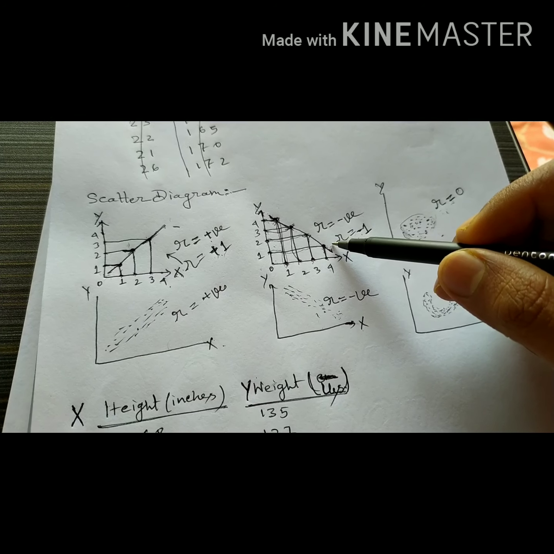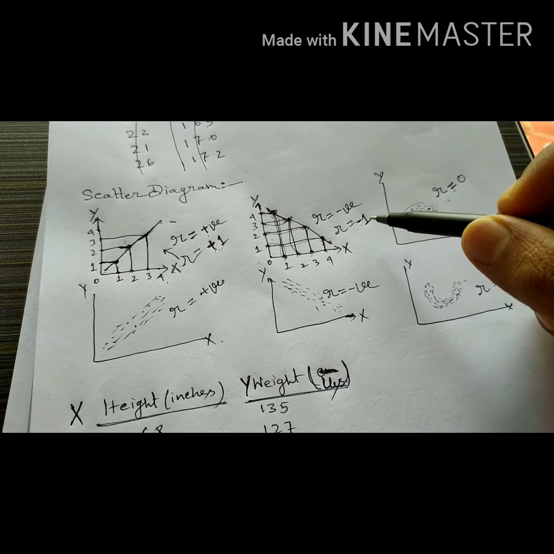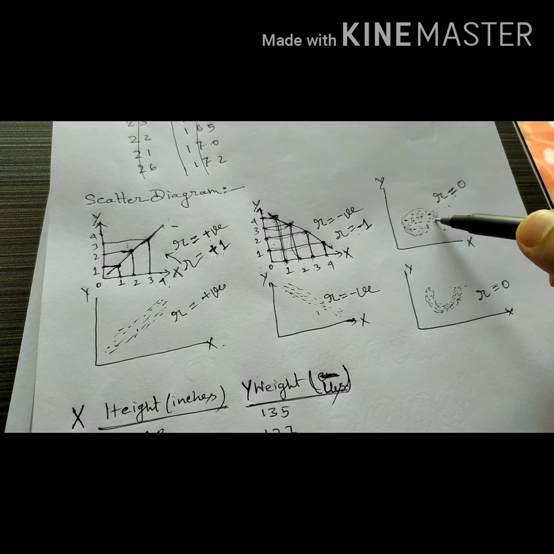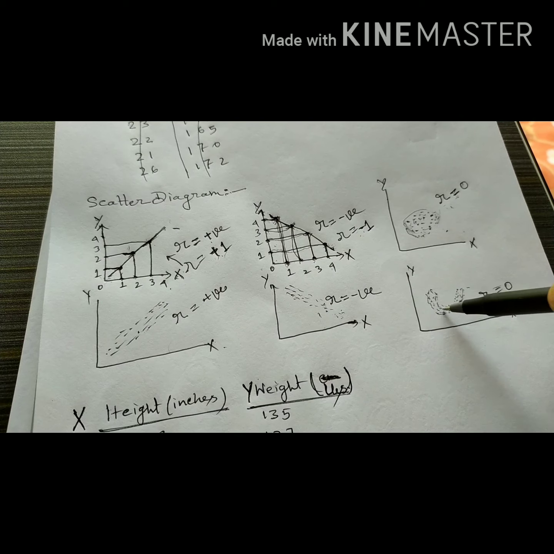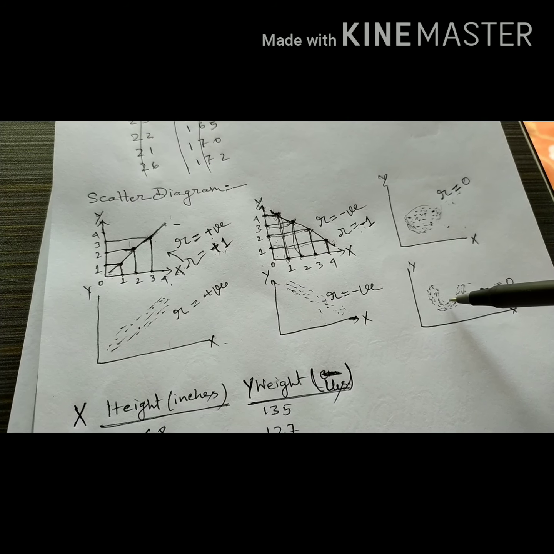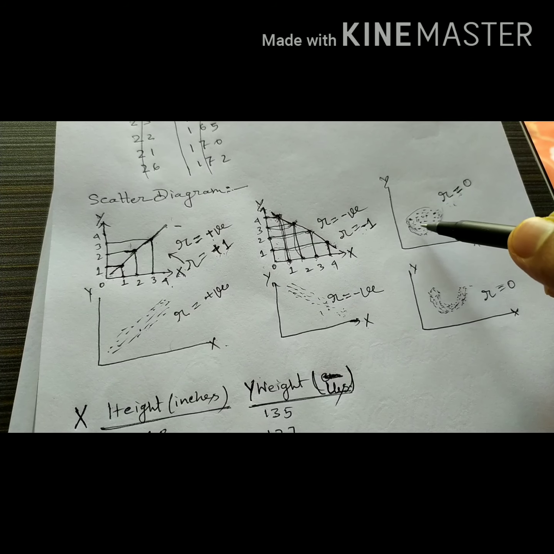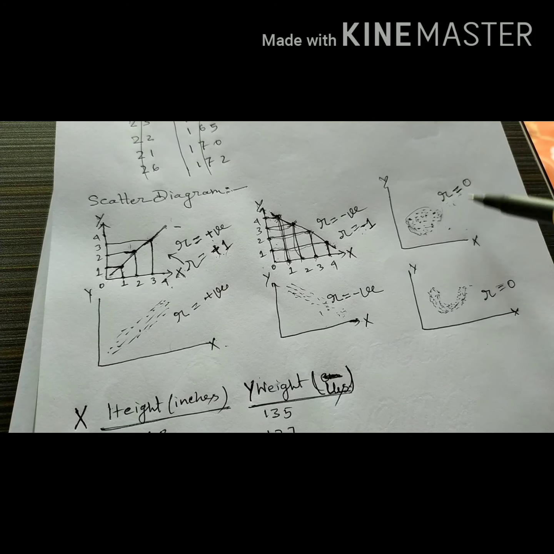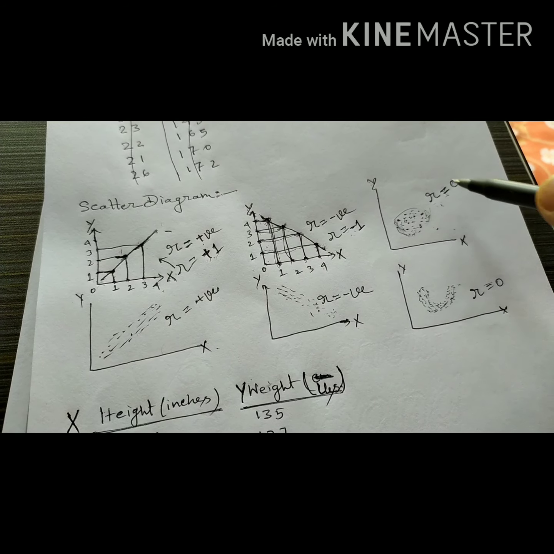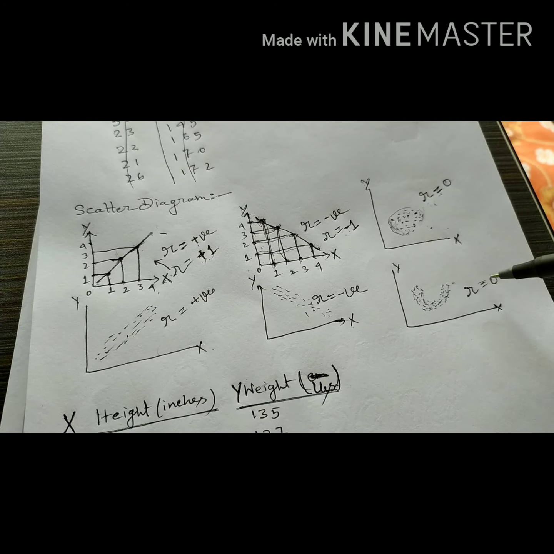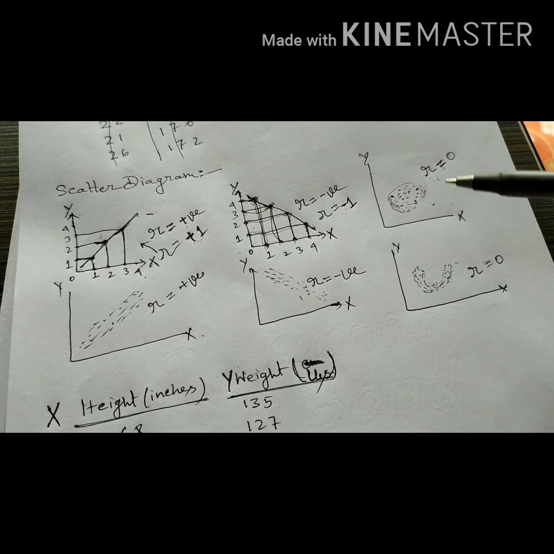And the last one: when the dots do not indicate any straight line tendency, you can say the straight line tendency is not noticed, and the correlation between x and y is 0. So the degree of association between the two variables x and y is 0, as there is no relationship between the two variables. That's it.